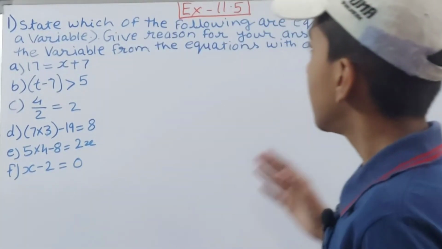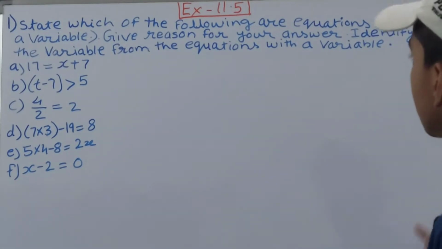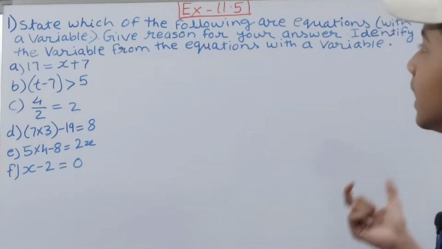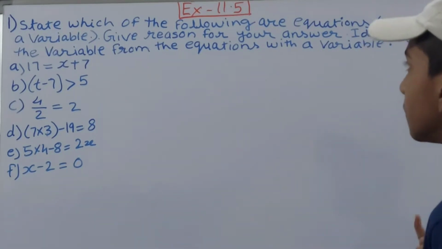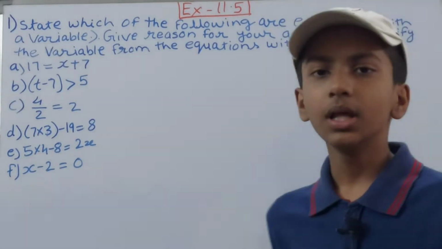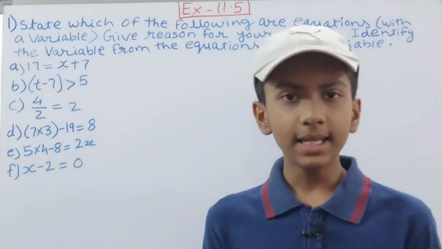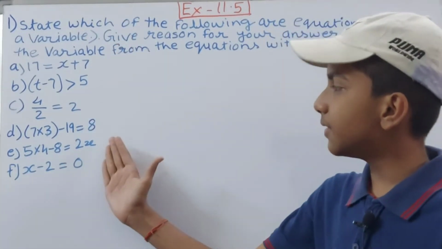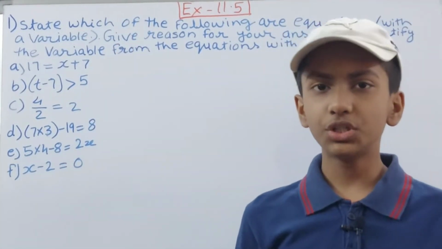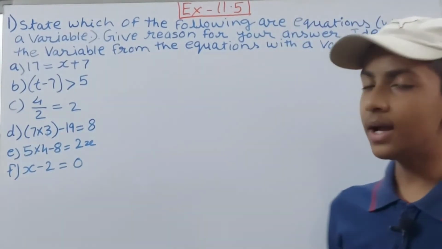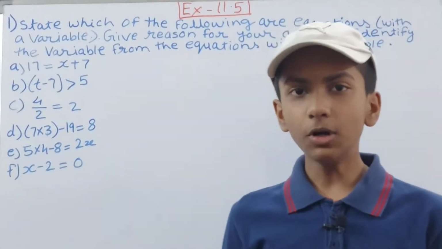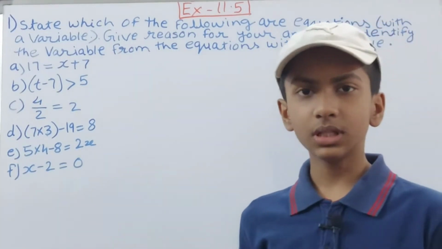This question is, state which of the following are equations with a variable, give reasons for your answer, identify the variable from the equations with a variable. Now we have to tell that out of these given expressions which are equations with variables. Okay, we have to tell that, and we also have to tell what is the variable in those equations.